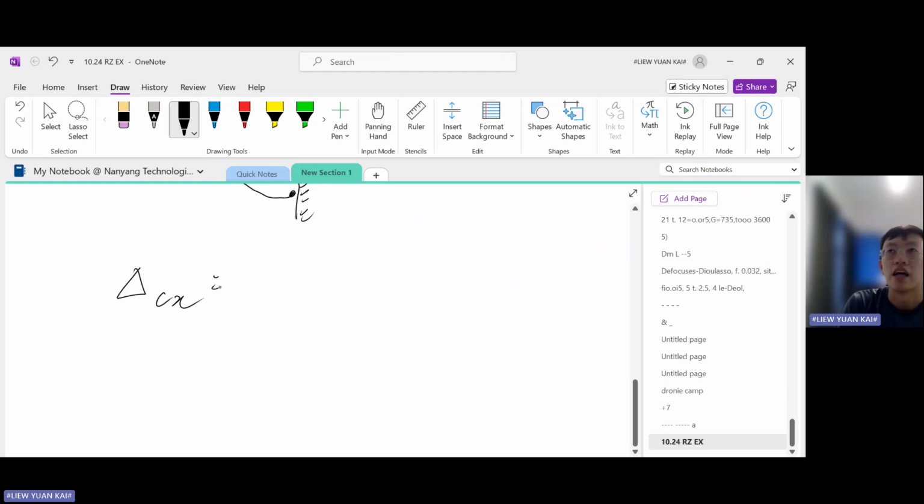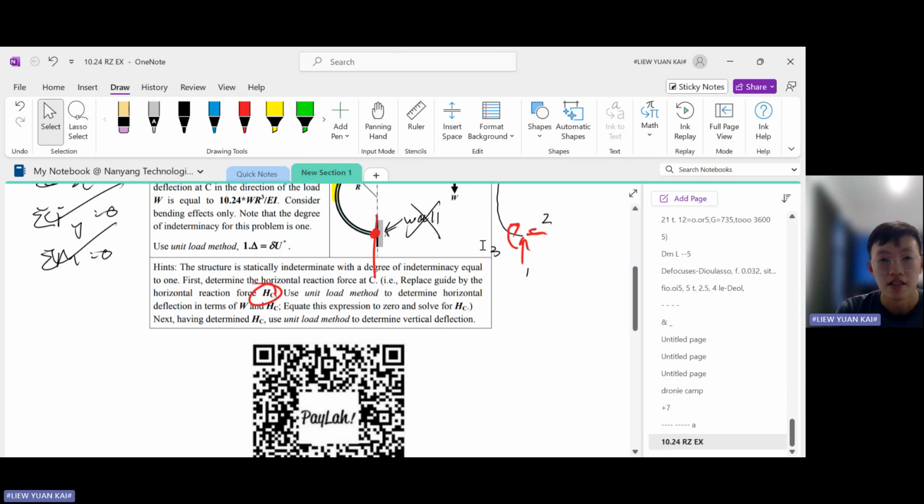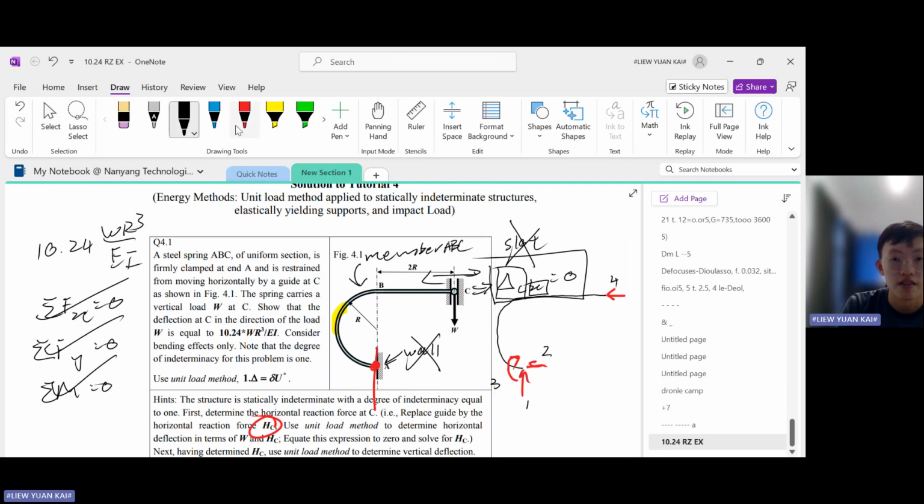And then remember that the formula for the unit load method is that the deflection is equal to all the virtual complementary strain energy. Because we're only asked to consider the bending effects, that means we need to do the integration. But how many separate segments are there? Let's check. Remember, the way to check separate segments is you must check changes in loading and changes in beam properties.